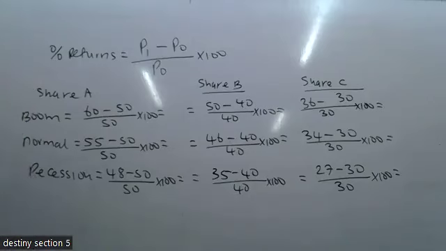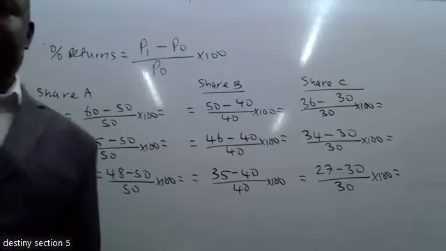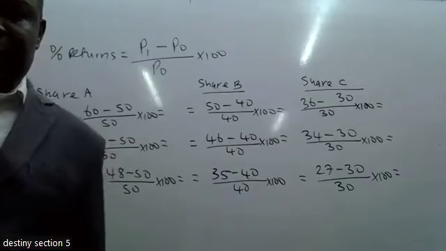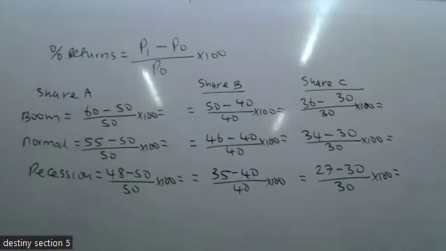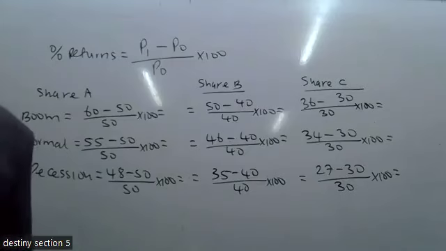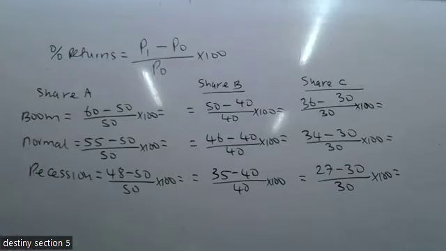So the question had given you the share price, so you need to convert them into percentage returns. To get them as percentage returns, remember to take the price at the end of the year, subtract the price at the beginning of the year, and divide by the price at the beginning of the year. So those are now our percentage returns for each share.